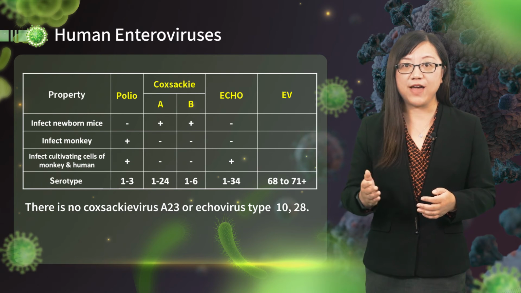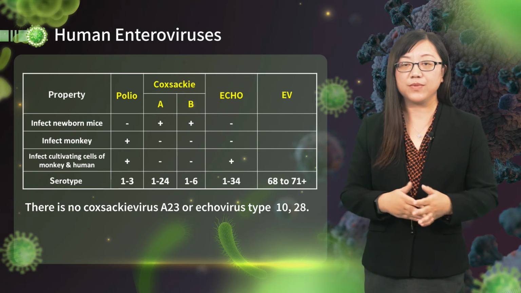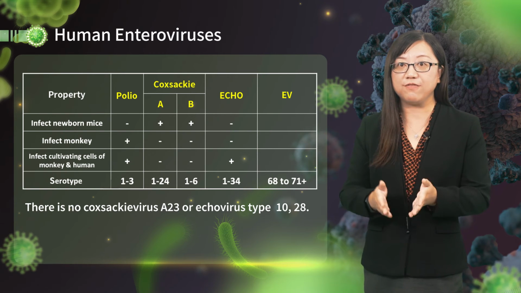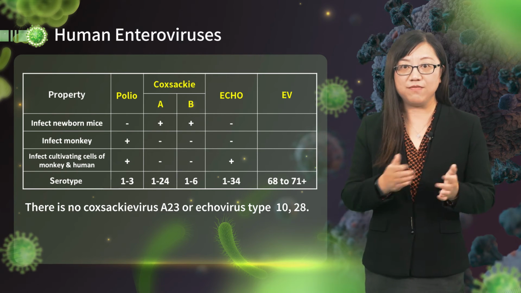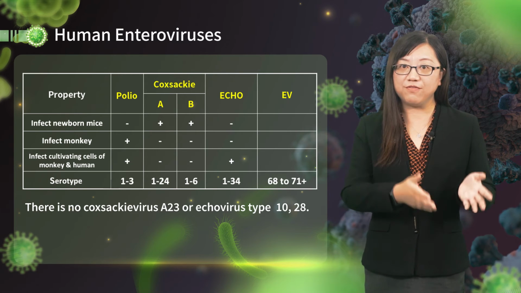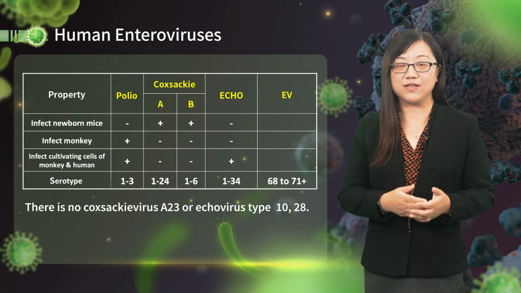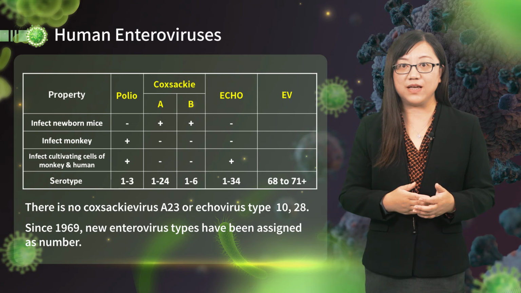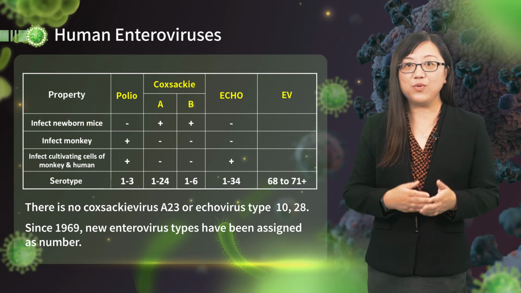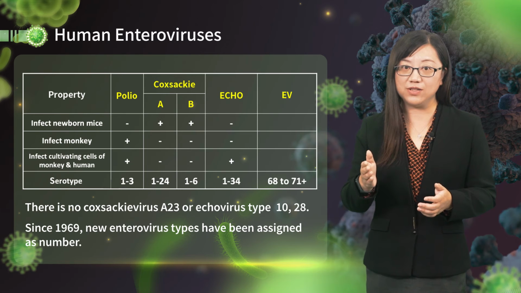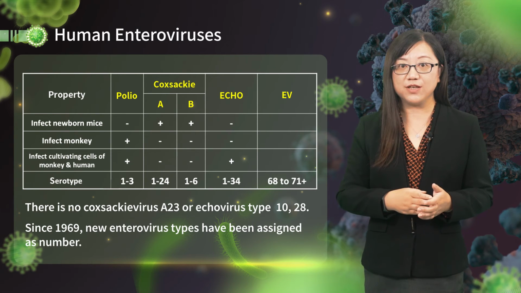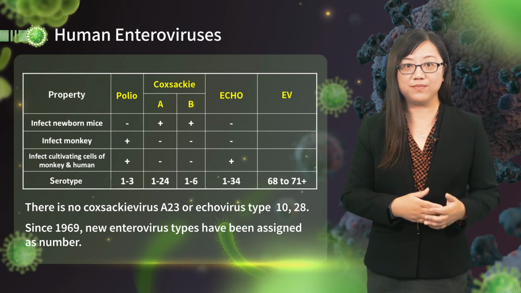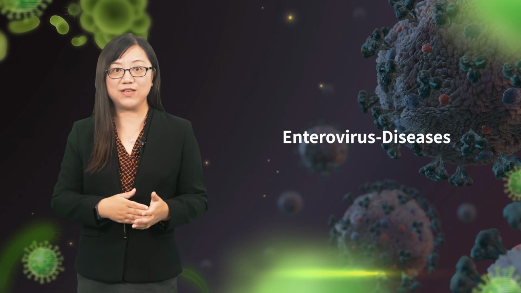If the viruses can infect monkey and cultivating cells, the viruses are polioviruses. And if the viruses only infect newborn mice, they are Coxsackie viruses. If the viruses only infect cells, they are echoviruses. Since 1969, new enterovirus types have been assigned as number. Before we leave this slide, I just want to point out there are 3 serotypes of polioviruses: poliovirus type 1, 2, and 3.